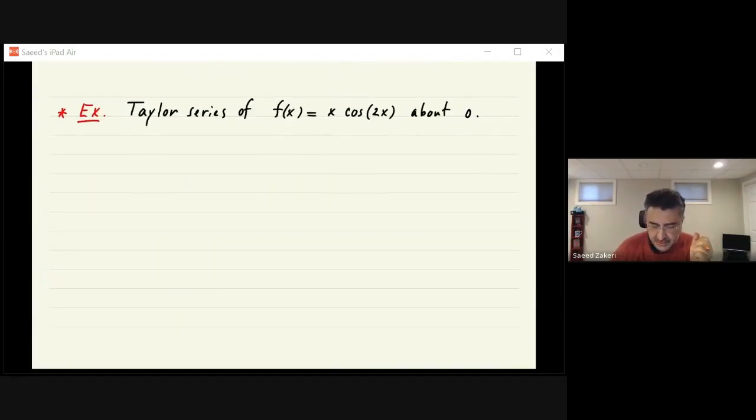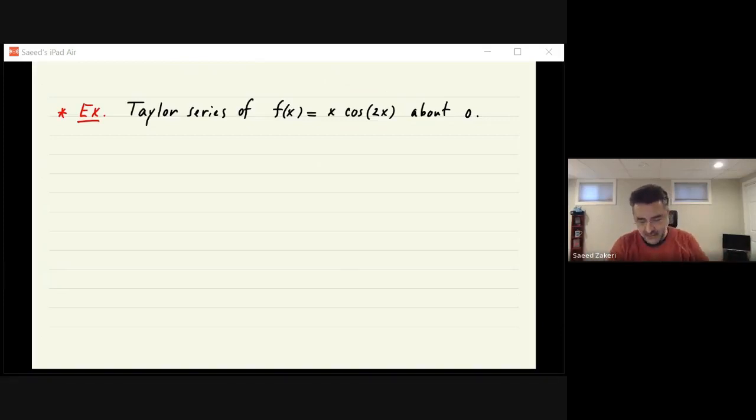Similar idea here. It would be very difficult to compute the Taylor series of this function, x cosine 2x, from scratch, namely by finding f prime, f double prime, f triple prime, the nth derivative of f, and then evaluating them at the origin in order to find the nth coefficient. Because look at this. Every time you have to apply the product rule, and it gets more and more complex. So what is the remedy?